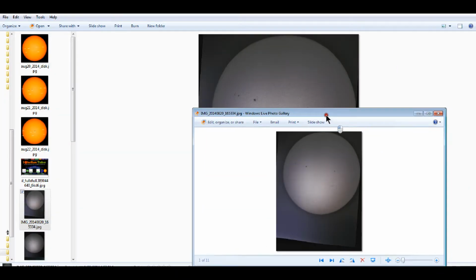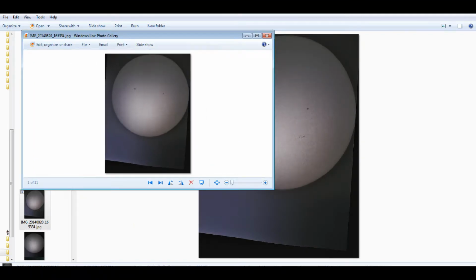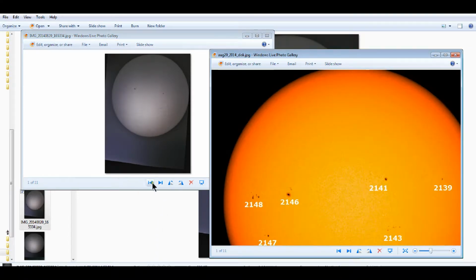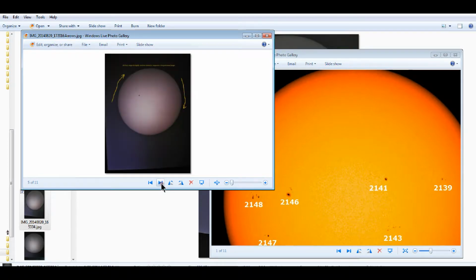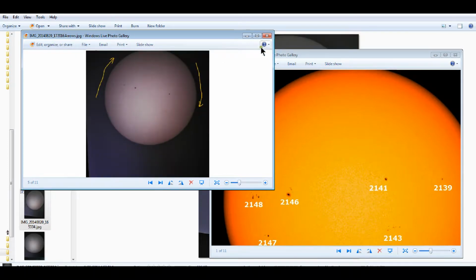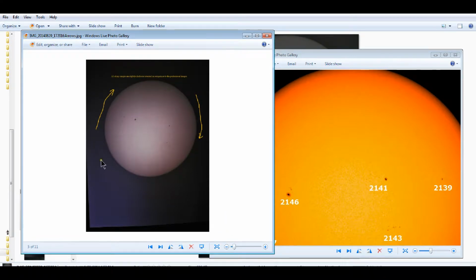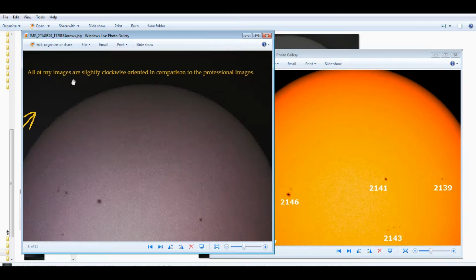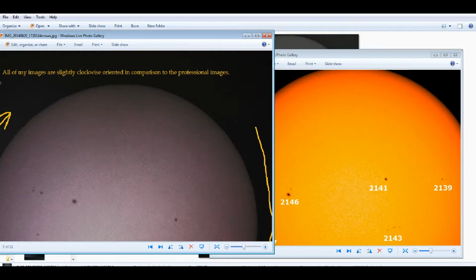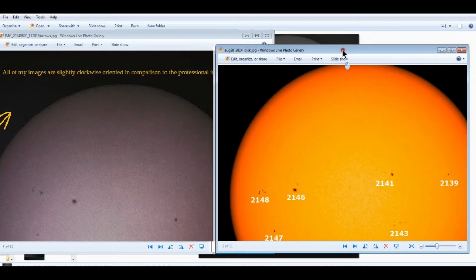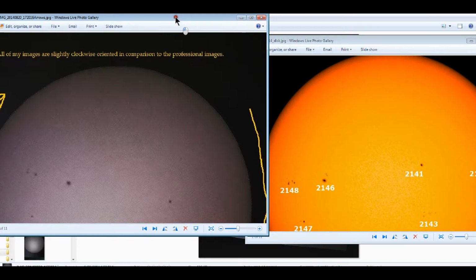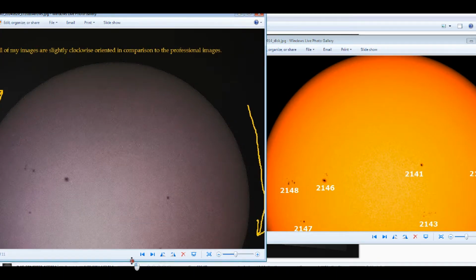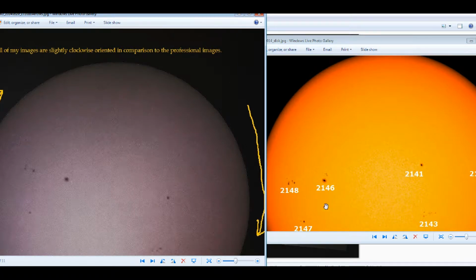So if I made a direct comparison, I'm trying to show you that now, there's a slight, let me see if I can, there it is. There's a slight clockwise rotation. My images are slightly clockwise in comparison to the professional image, slightly. So let's take a look at that. And like I said, I was very pleased to find out that I could actually see some real detail.